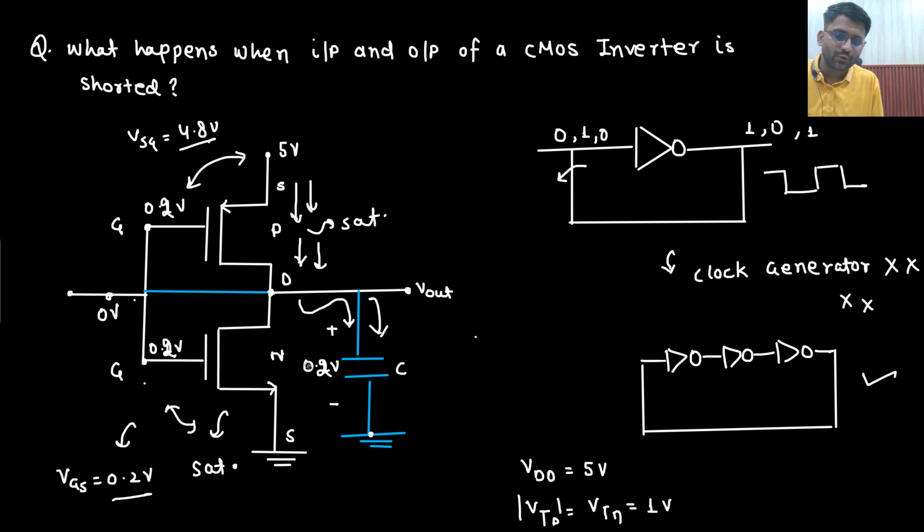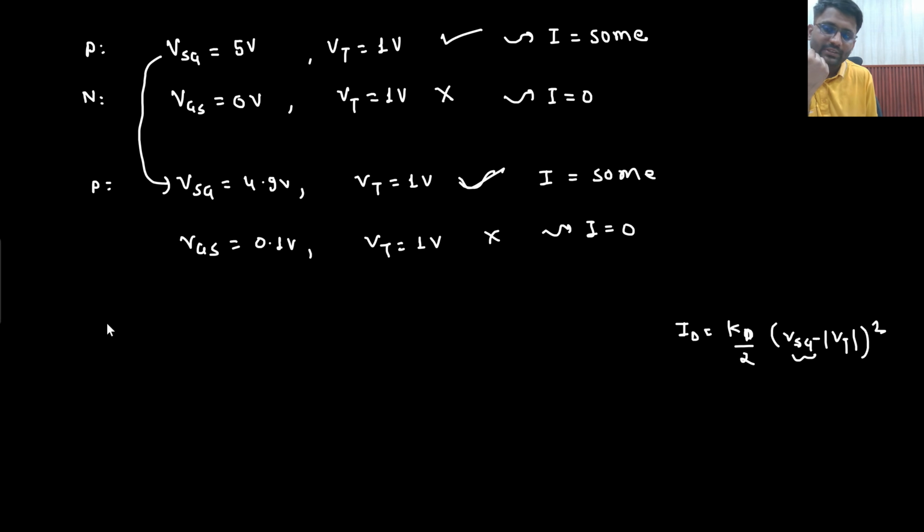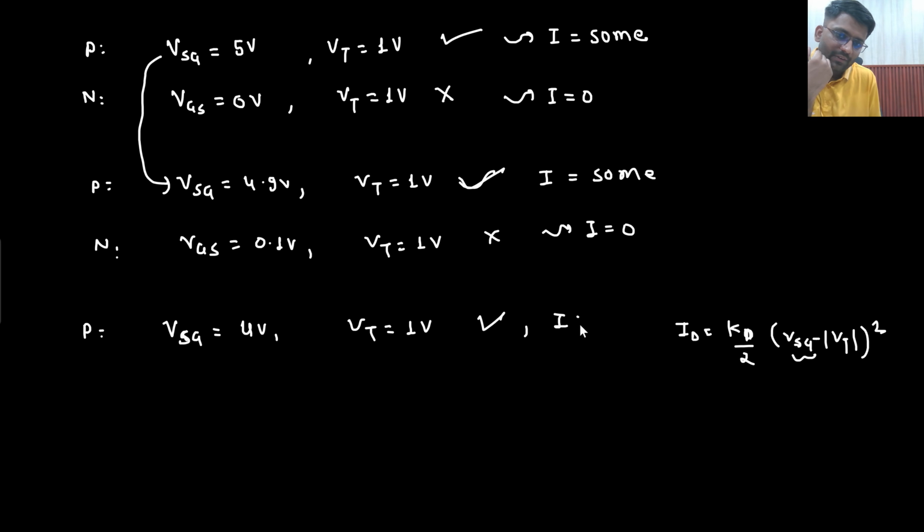Let's say it has reached 1 volt. Now what will happen? This 1 volt will reach here. So what will be my VSG now? This will become 4 volt, and this 1 volt has reached here, so my VGS will become 1 volt. Now my scenario is that VSG has become 4 volt. VT is 1 volt. Saturation region, current will be driven.